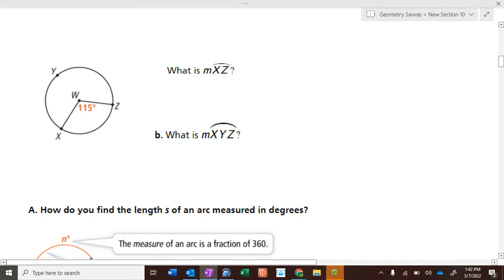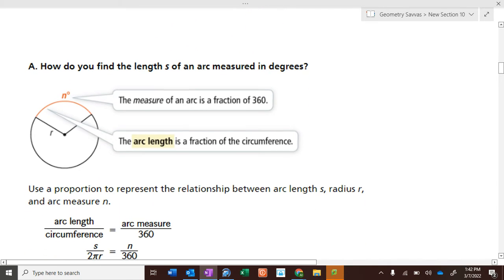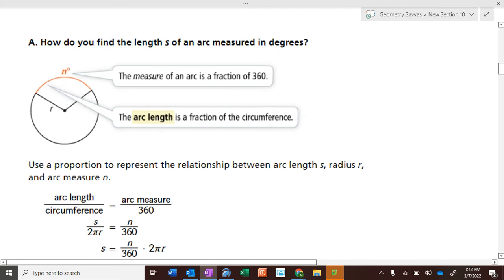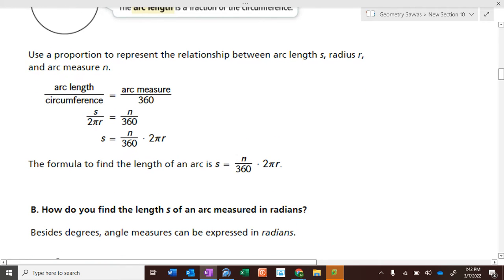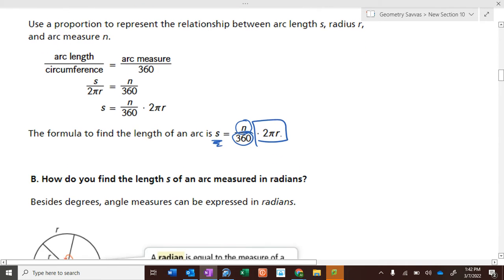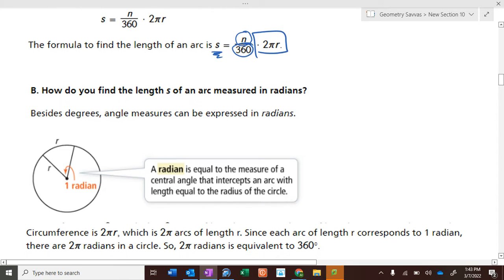How big is XZ? 115. And how big is XYZ? 360 minus 115, which is 245. Okay? So, arc length is a fraction of the circumference, which we just got done doing above. So, if you take the angle, divided by 360, because there's 360 degrees in a circle, times the circumference, you get what's called the arc length, which is S. Why they use S, I don't know, but they use S.